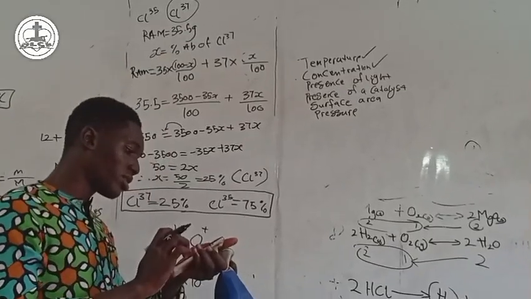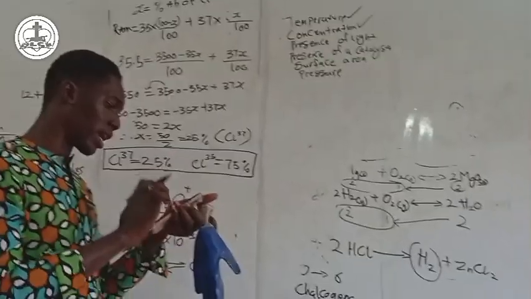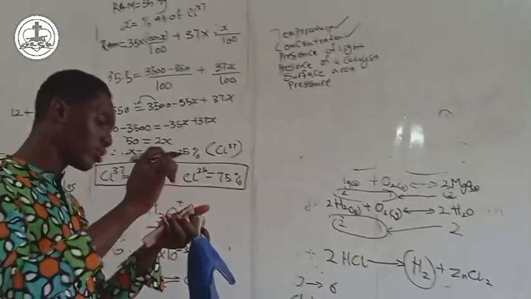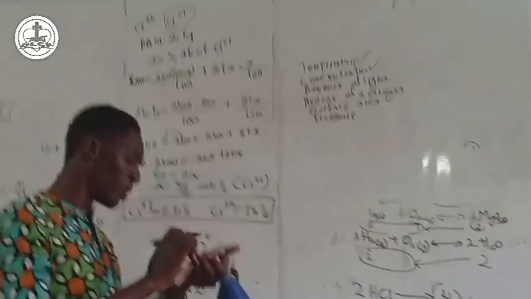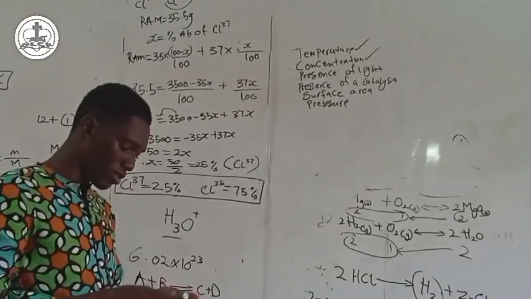So it is only C that has increase in temperature, increase in concentration, and addition of catalyst, and increase in surface area of the reactant. So that is why C is the right answer.